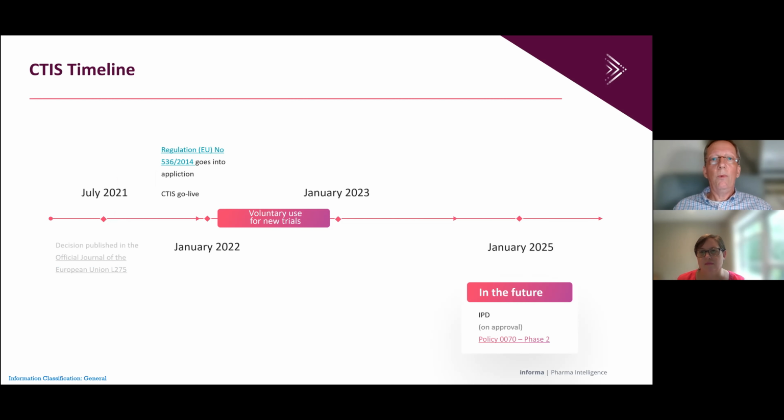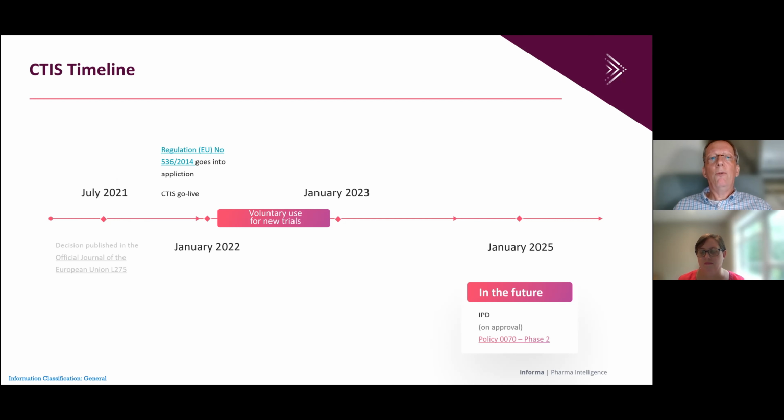That allows the CTIS system to go live on January 31, 2022. And simultaneous with that go live of the system, the regulation, the EU Clinical Trial Regulation, also known as Regulation EU number 536/2014, goes into application. The first 12 months after application, the use of the CTIS system is still voluntary for new trials that start in 2022. We would recommend that everyone pick at least one trial to run through the system before the end of that voluntary period, because then starting in 2023, it's mandatory, and it's quite a large change.